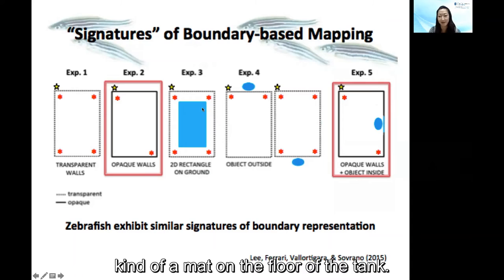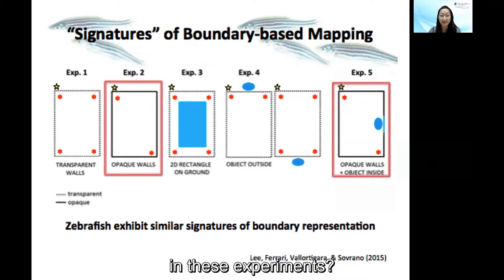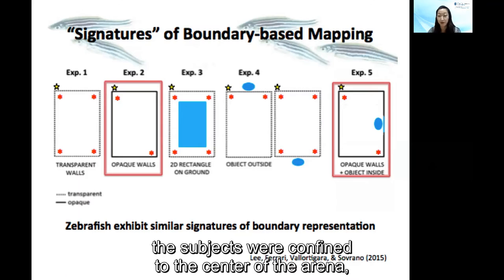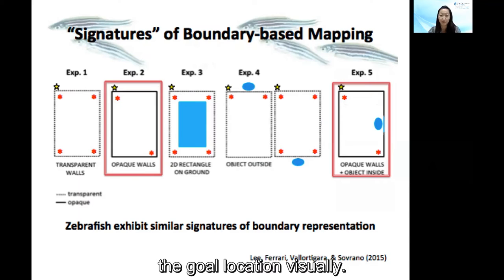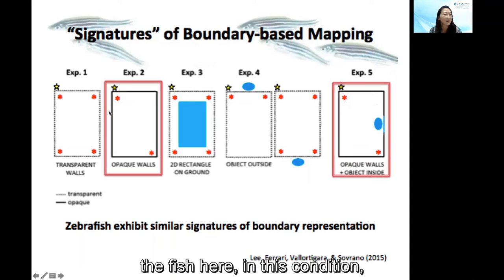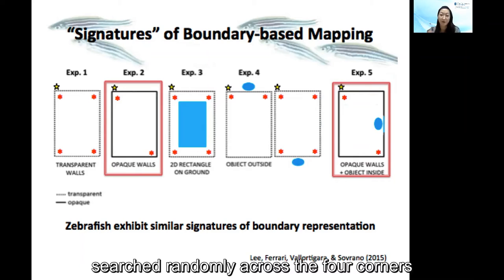So how much of a role does vision play in these experiments? As I said, during the baiting phase of these experiments, the subjects were confined to the center of the arena, and therefore they must have represented the goal location visually. Perhaps for that reason, the fish in the transparent walls condition searched randomly across the four corners, because the walls themselves were transparent.